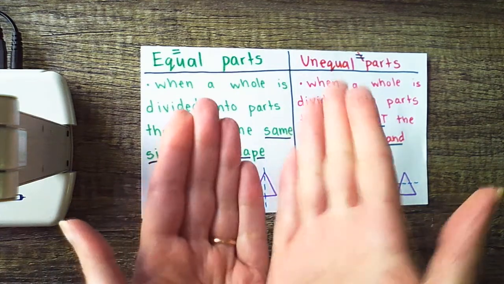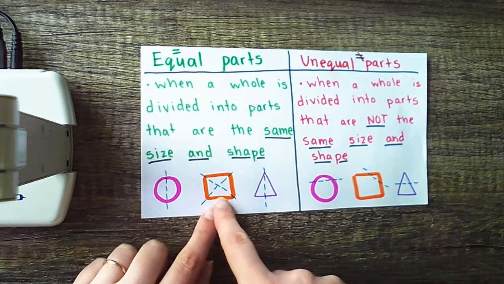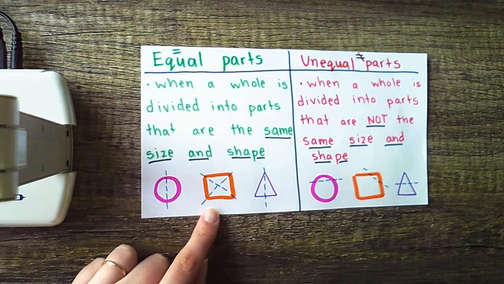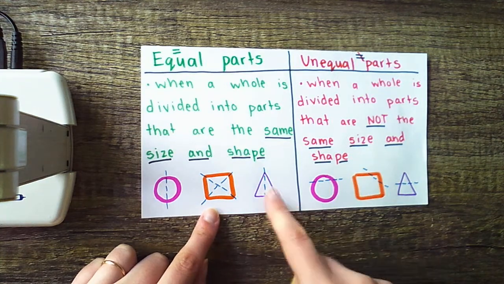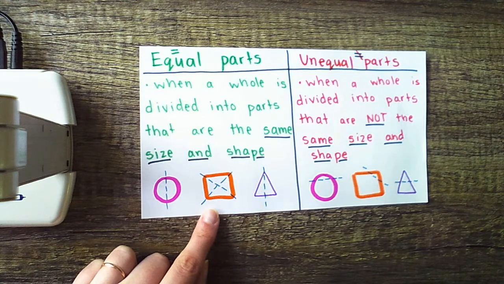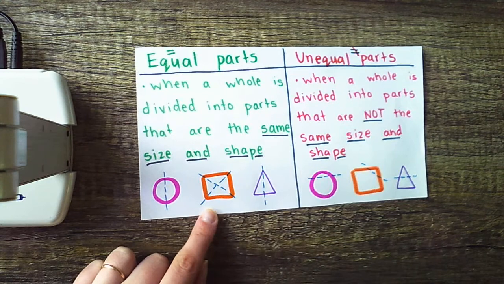We could take that circle and fold it in half on top of itself and it would look the same. This square is broken into 1, 2, 3, 4 equal parts. Each part looks the same. This triangle is partitioned or cut down the middle to make 2 equal parts. Those equal parts are the same size and shape.